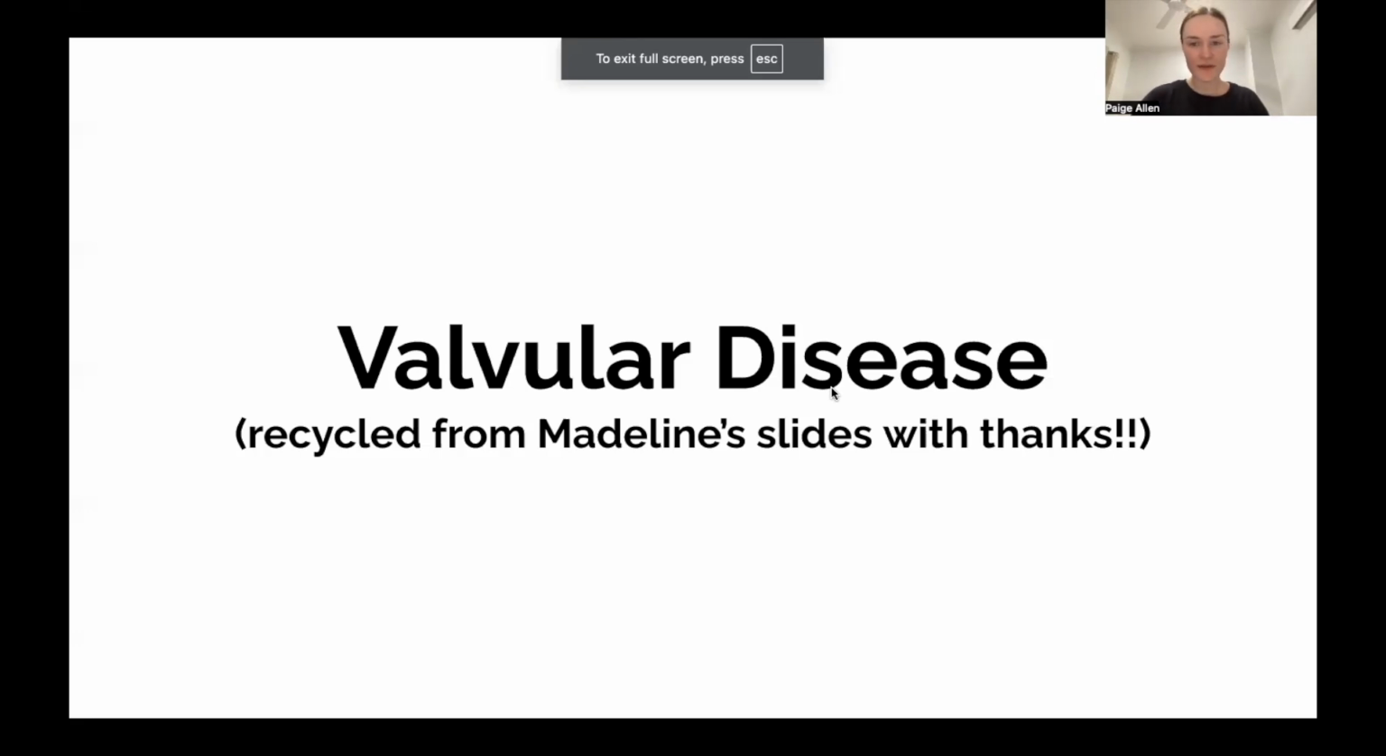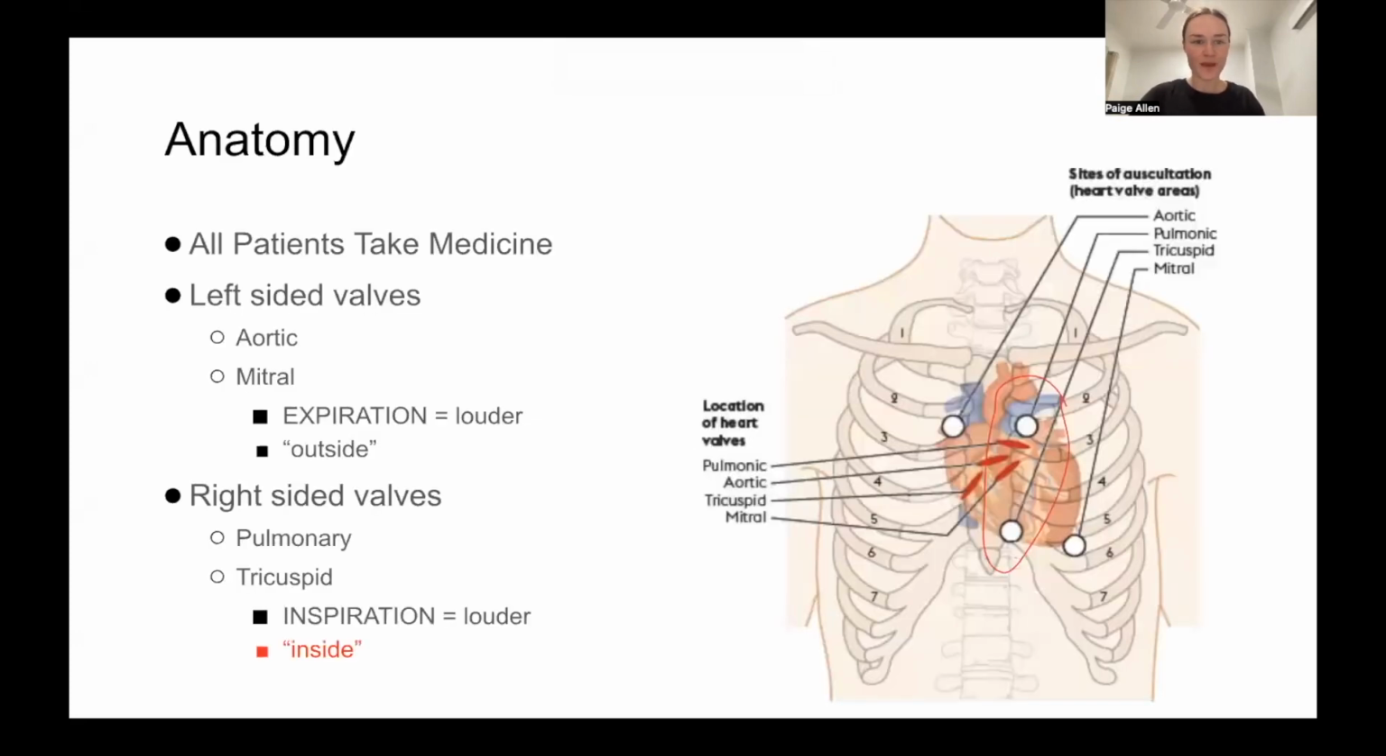All right, so next up is diseases of the heart valves. Most of these heart murmur slides were recycled from Madeline's slides, so thank you in advance to her. First, let's go over where we actually auscultate for the different valves. You can use the All Patients Take Medicine mnemonic: A for aortic, P for pulmonic, T for tricuspid, and M for mitral.